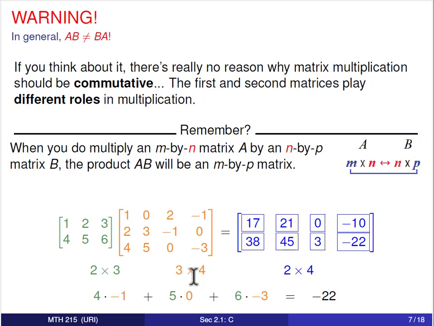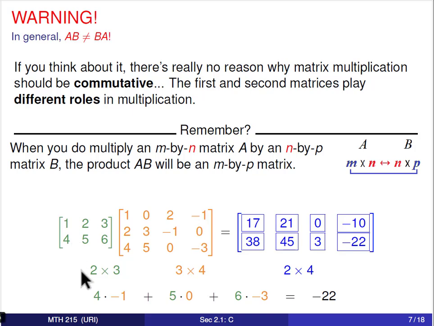If we were to try to multiply these matrices in the opposite order, orange matrix followed by green matrix, 3 by 4 followed by 2 by 3, we'd see that the 3 by 4 and 2 by 3 don't work. The 4 and the 2 wouldn't match up. So it's actually not even possible to multiply these matrices in the opposite order.